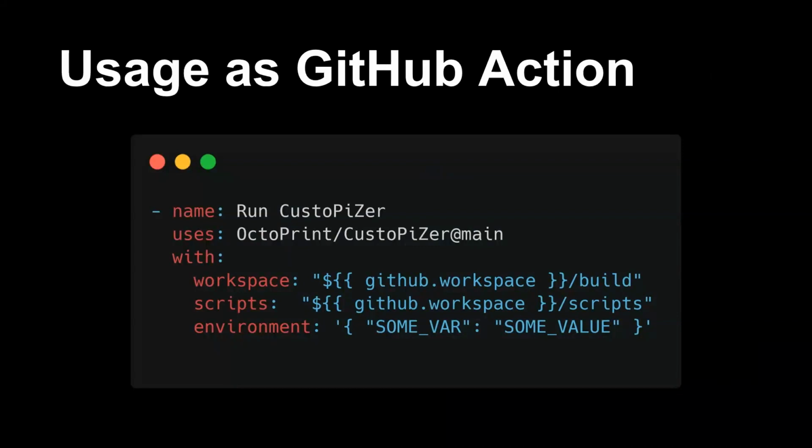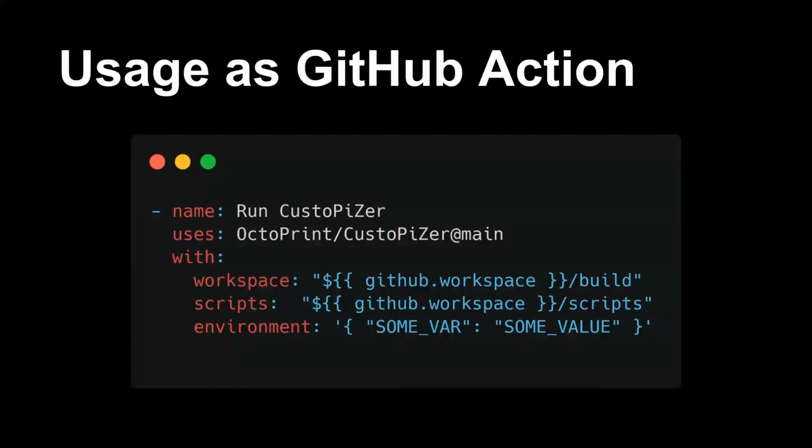This is something that you can simply add as a step in your workflow. So you tell it to use OctoPrint/Custopizer at main or at version 1.0, whatever you want to use as a tag there. You define a workspace folder, which should be mounted into the tool runtime. In this case, it is a build directory that I've created in this example workflow.